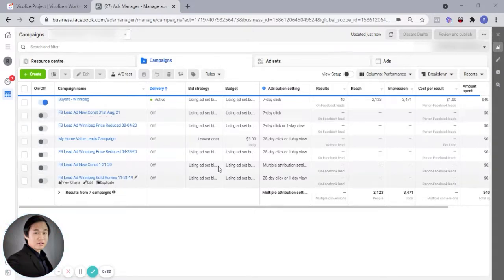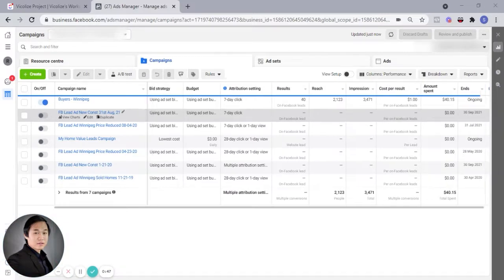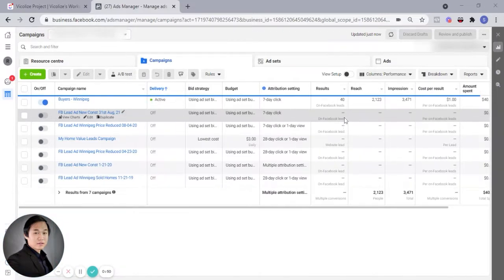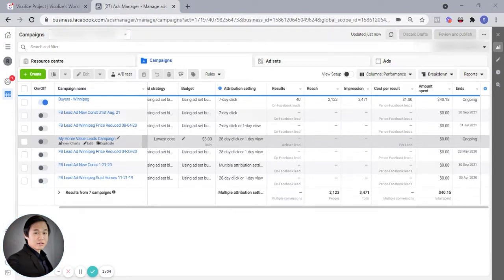As you can see, this is one of the ad accounts that I'm managing right now, and we are running only one campaign right now, that is buyers for Winnipeg. And yeah, it's a real estate ad. We are looking for buyers. So first of all, whenever you're running a lead form ad, the main metric is the cost per result. You can call it cost per lead or cost per result. So this is one of the main metrics.